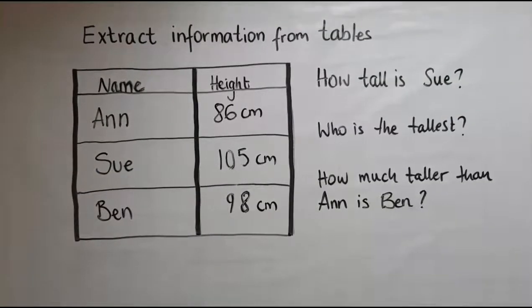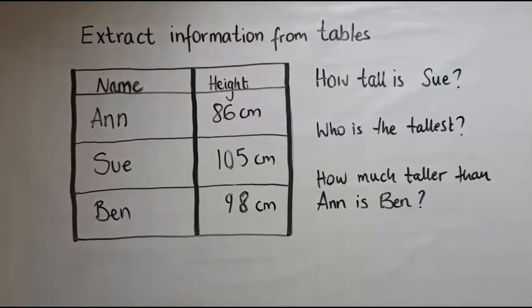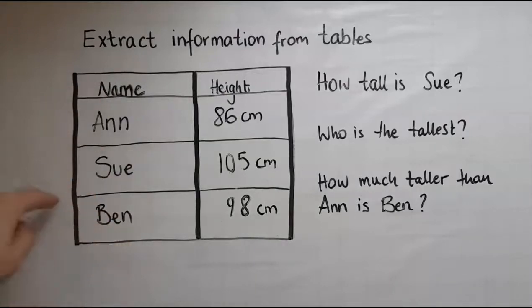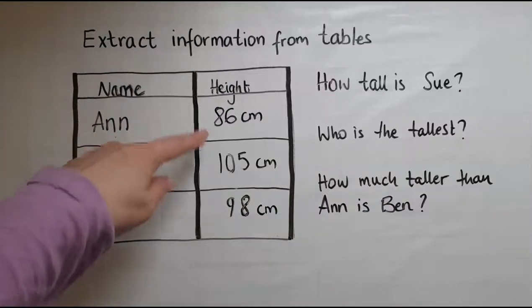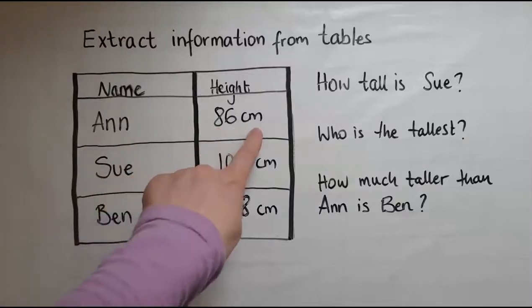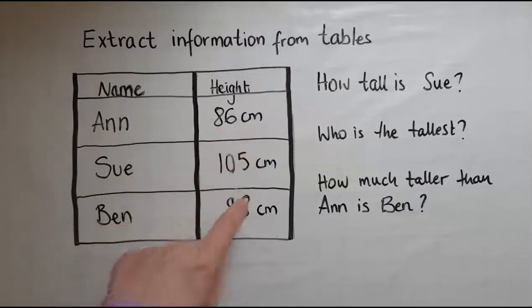In this video, we're going to extract information from tables. We use tables in everyday life to show information about prices, opening times. An example that I've got here is about height. So I've got the names of children in a family and their corresponding heights. So we've got Anne is 86 centimeters tall, Sue 105, and Ben 98 centimeters.